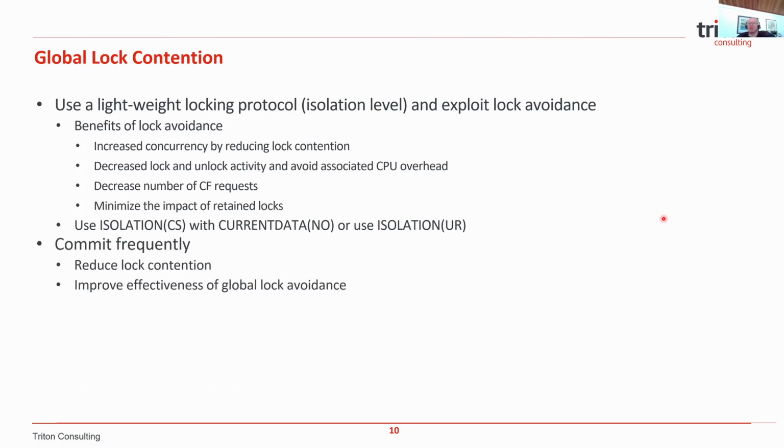Other aspects here are to commit frequently to reduce global lock contention and to improve the effectiveness of global lock avoidance. Prior to version 12 of Db2, all it took was one long-running UR somewhere in the data sharing group, and that would fix the global commit LSN value that was used for lock avoidance. So that meant that just this single long-running UR would cause global lock avoidance to degrade.